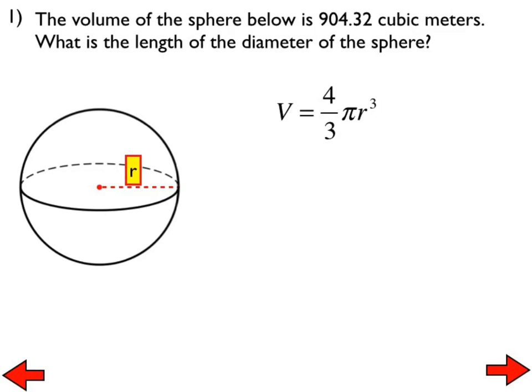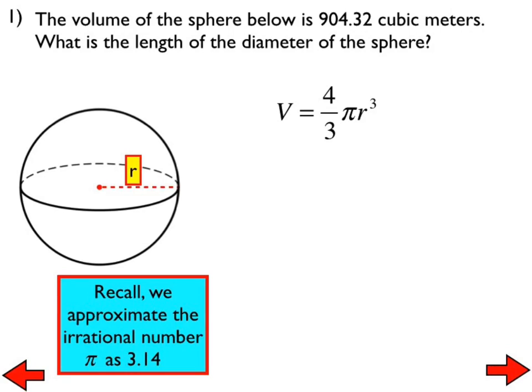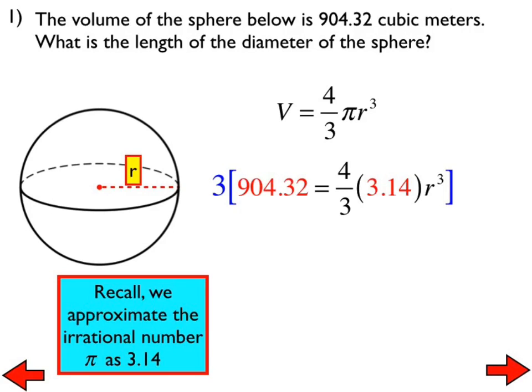In this problem, we know that the volume is 904.32 cubic meters. We know the pi is 3.14. We don't know what the radius is. That is what we're trying to find. And at this point, I would multiply both sides of the equation by 3 just to get rid of the denominator on the left-hand side.